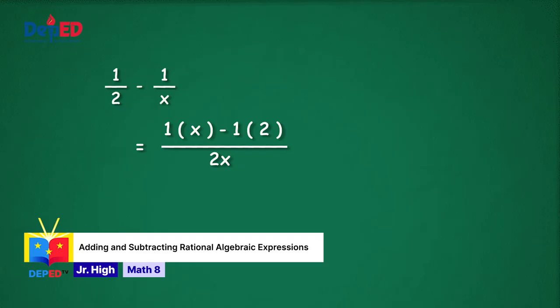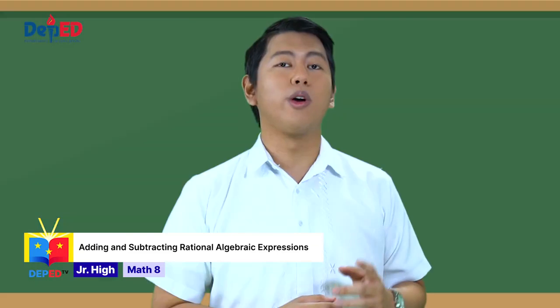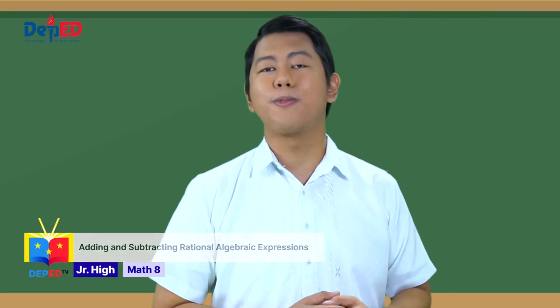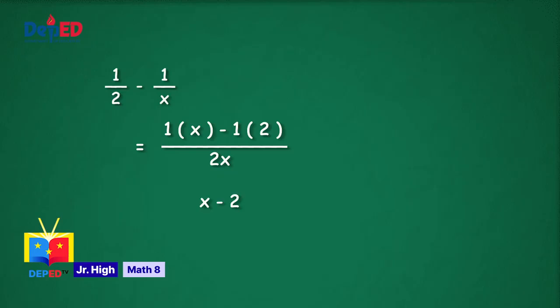What is the final answer? The rate of the water filling the tank when both pipe and drain are open is x minus 2 all over 2x.